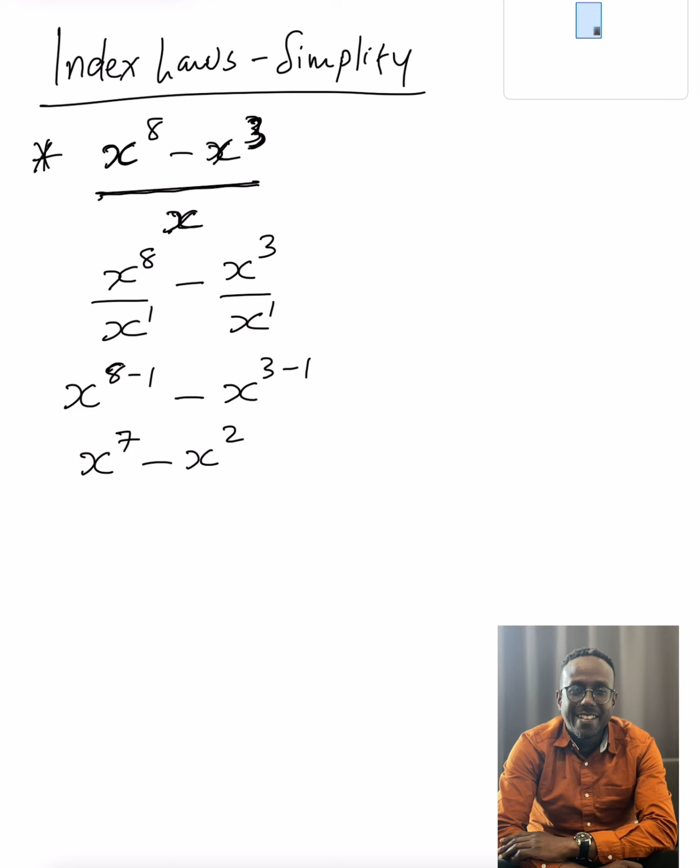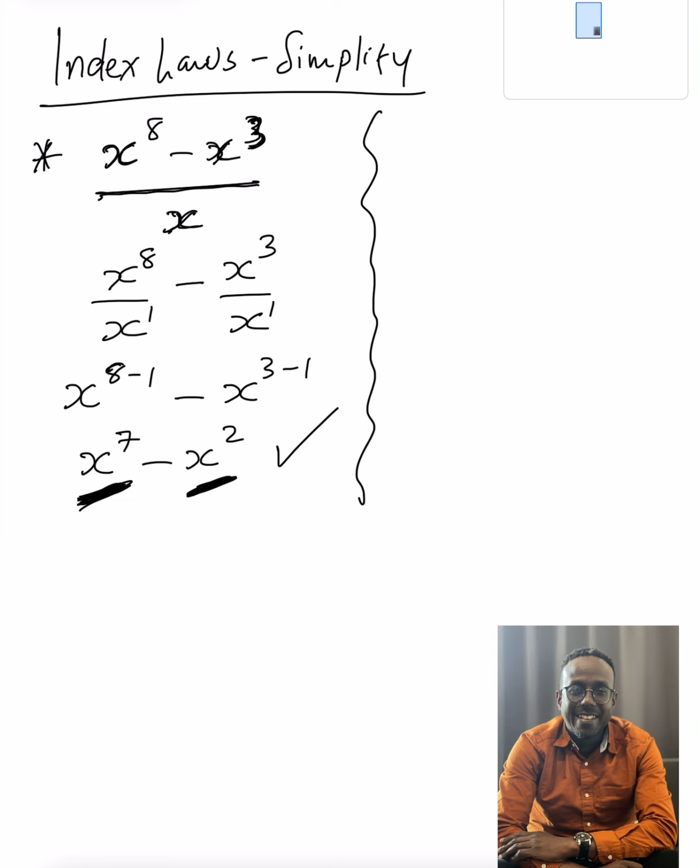Please don't be tempted to do anything further here, because x to the power of 7 is different from x squared. So this is one lot of x to the power of 7 and one lot of x squared. We leave it like that, and that will be our answer. Now I will do the next one on the right here.